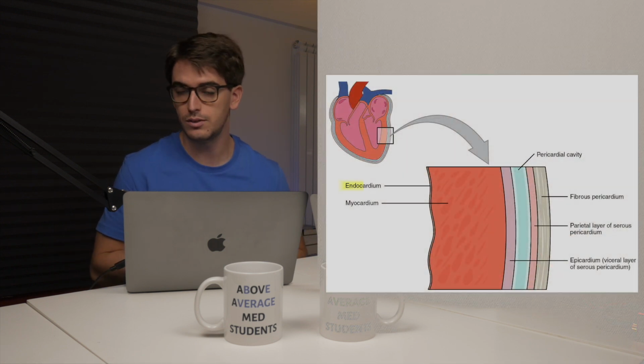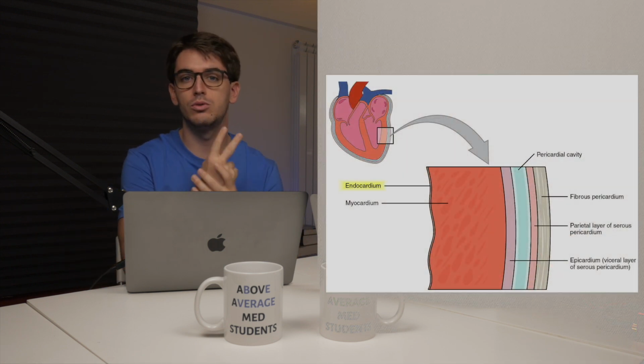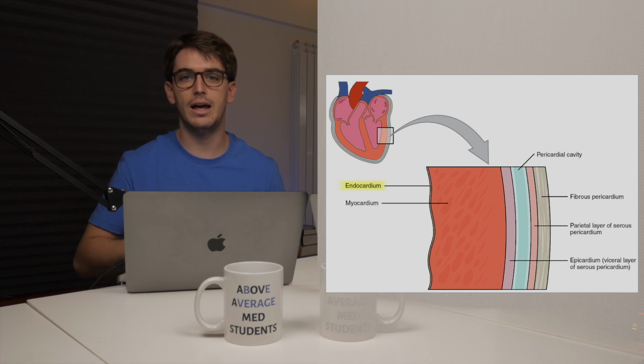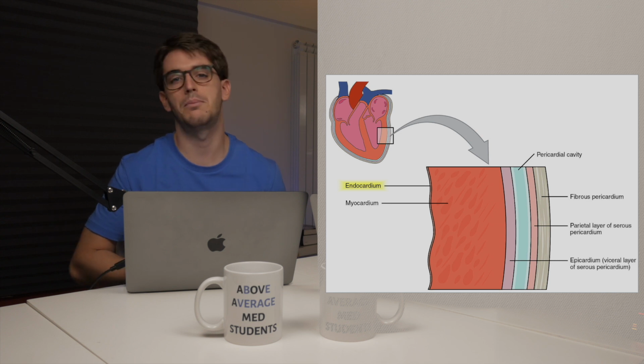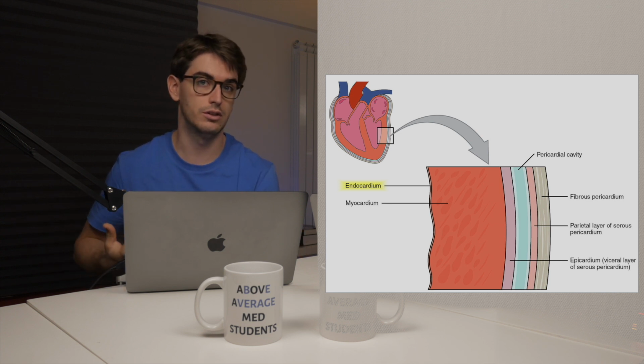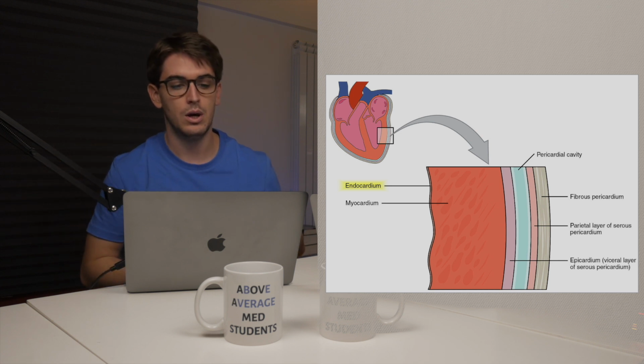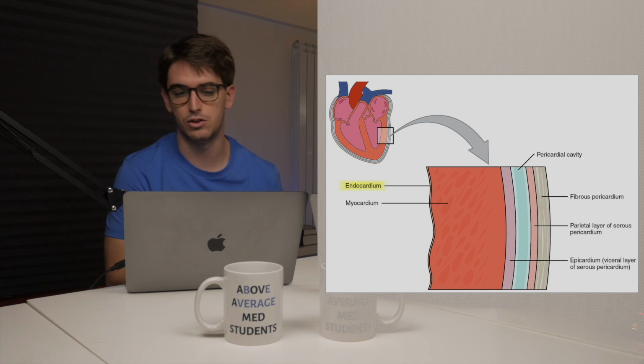Starting from inside to outside, we have the endocardium, endo for inside, myocardium, myo for muscle, and epicardium, epi for outside. So the endocardium is the innermost layer, and it's divided itself in two layers, the inner and outer. The inner layer is made of endothelial cells, which are a type of epithelial cells that line the vascular system. In fact, it lines the chambers of the heart and the valves. While the outer layer is made of connective tissue.